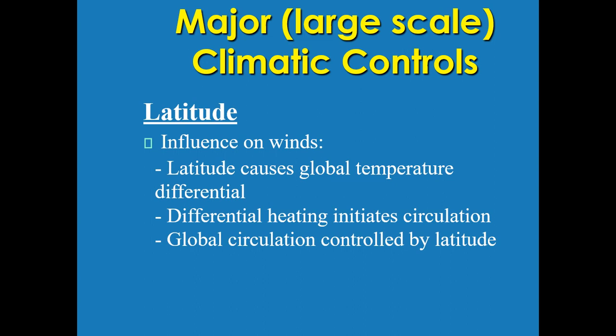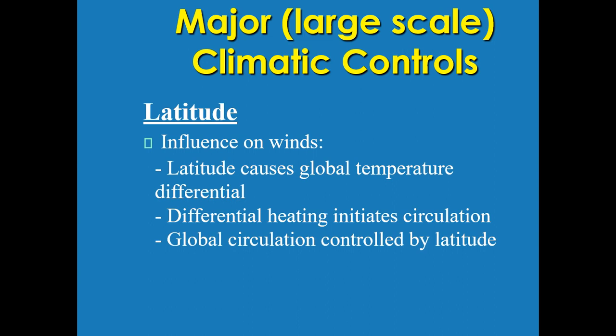Latitude also has an influence on the winds. So you can see how important latitude is on climatic areas, on the general climate of an area. So latitude has an influence on winds. Generally, latitude causes global temperature differences to occur, with the hottest temperatures near the equator and the coldest temperatures in the polar areas. So this differential heating, or the difference in temperatures between the equator and the polar areas, initiates a circulation in the atmosphere.